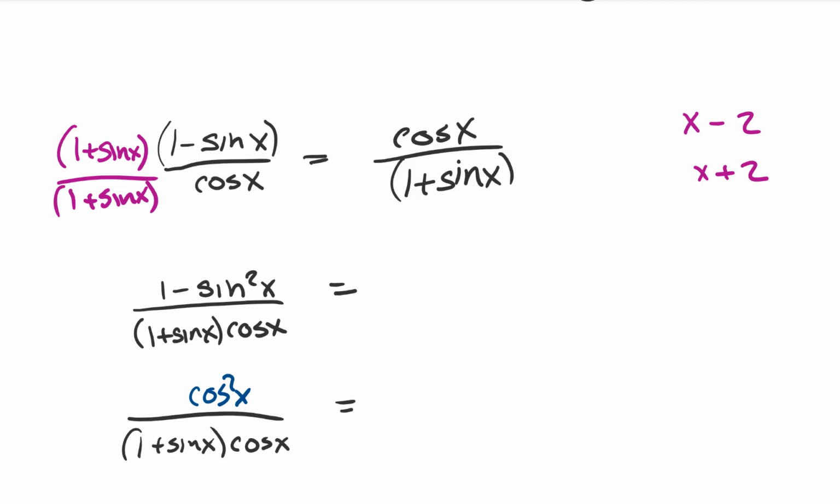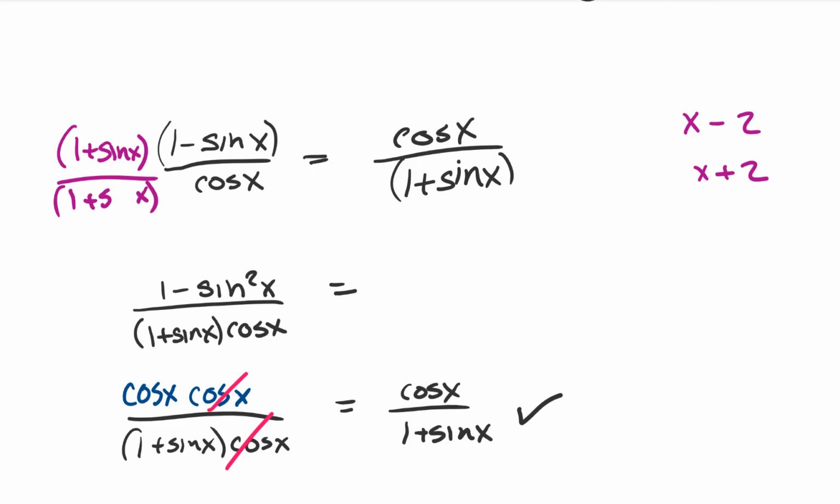Now we look up top and we have a cosine squared and a cosine down below, all with a multiplication. We could take that cosine squared and write it as cosine of x times cosine of x. Cancel, cancel, gone. And what are we left with? Cosine of x over 1 plus sine of x. That's what's over there on the right-hand side. Cool. Know how to do these. Again, they pop up all the time.